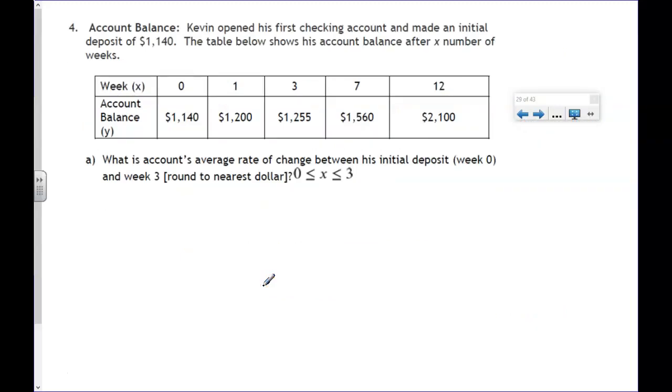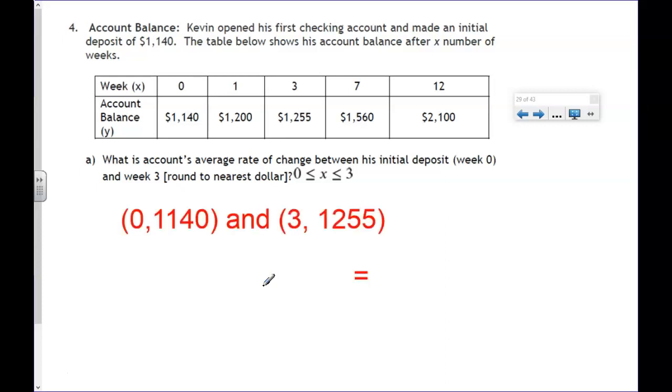And then we just want to look at number 4. Kevin saves money in a checking account with an initial deposit of $1,140. The table below shows his account balance after X number of years. So what is his account balance between week 0 and week 3? What is his average rate of change?